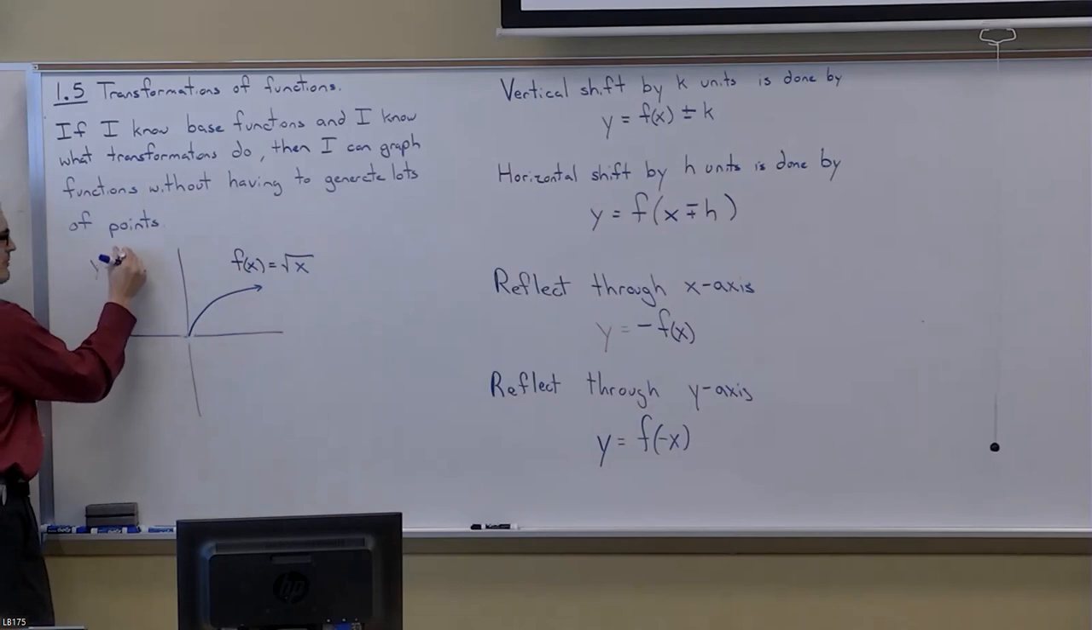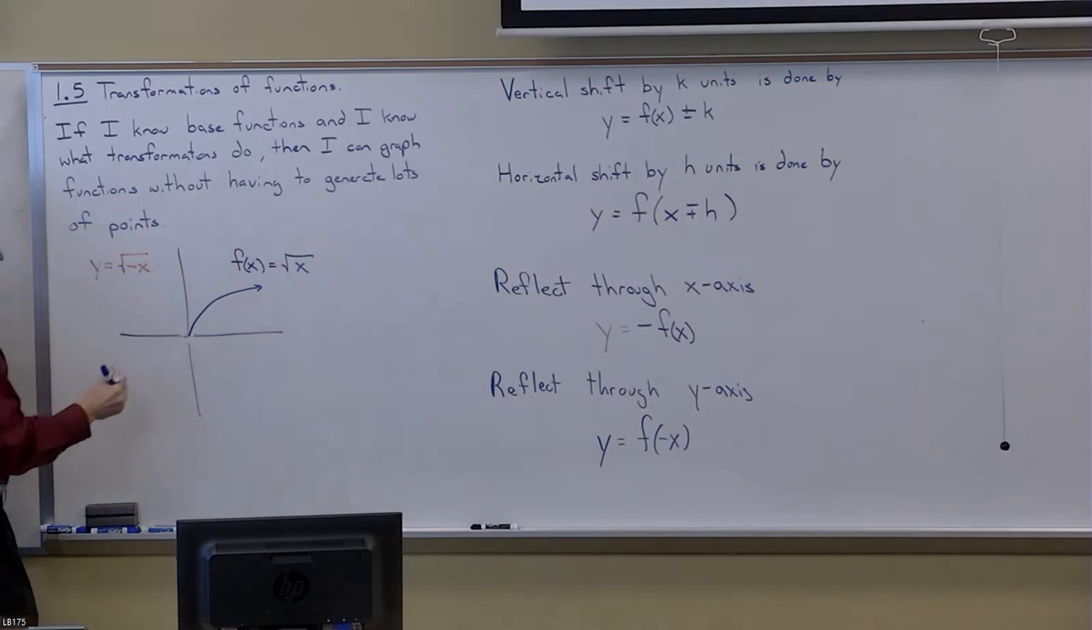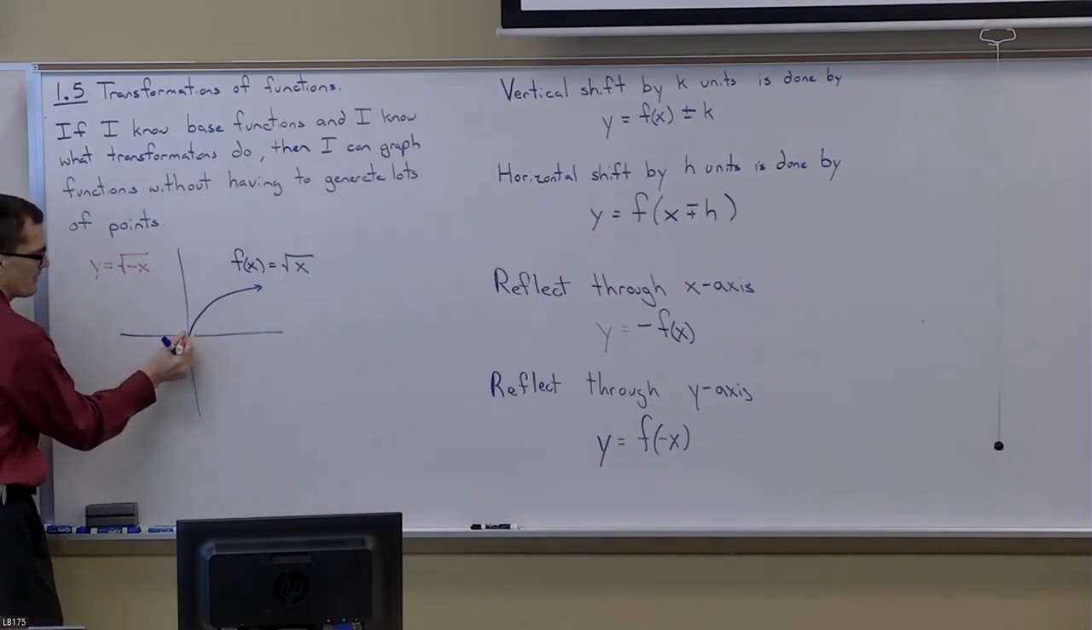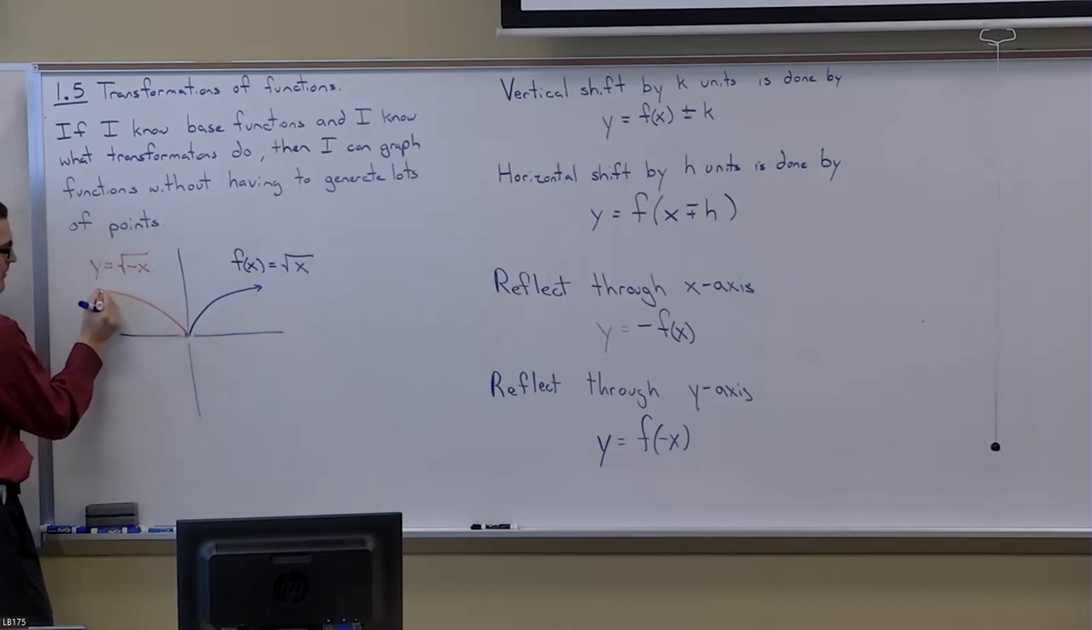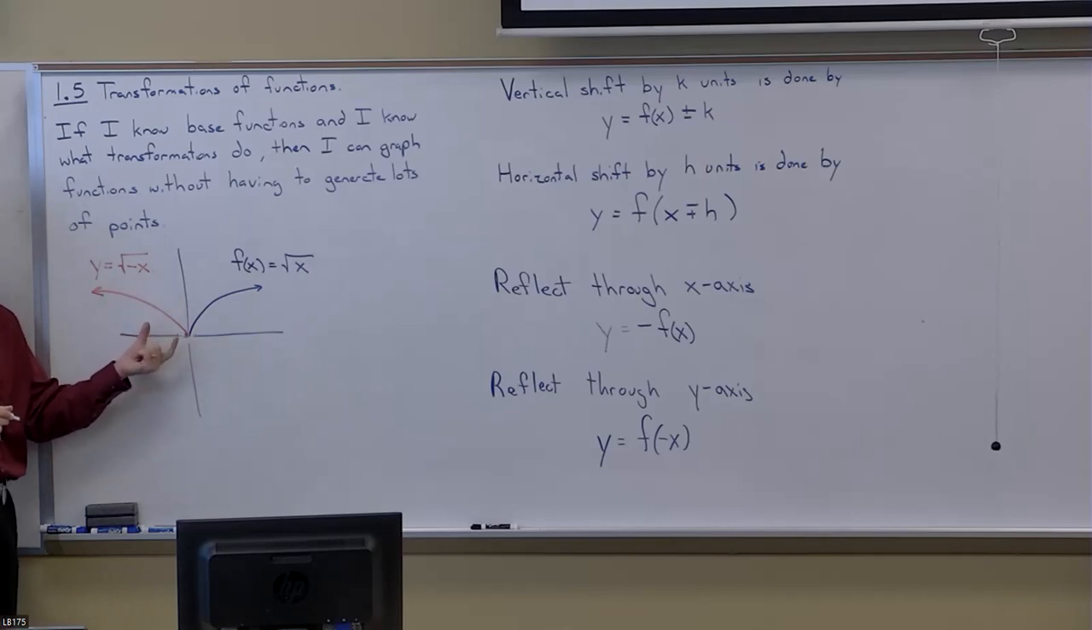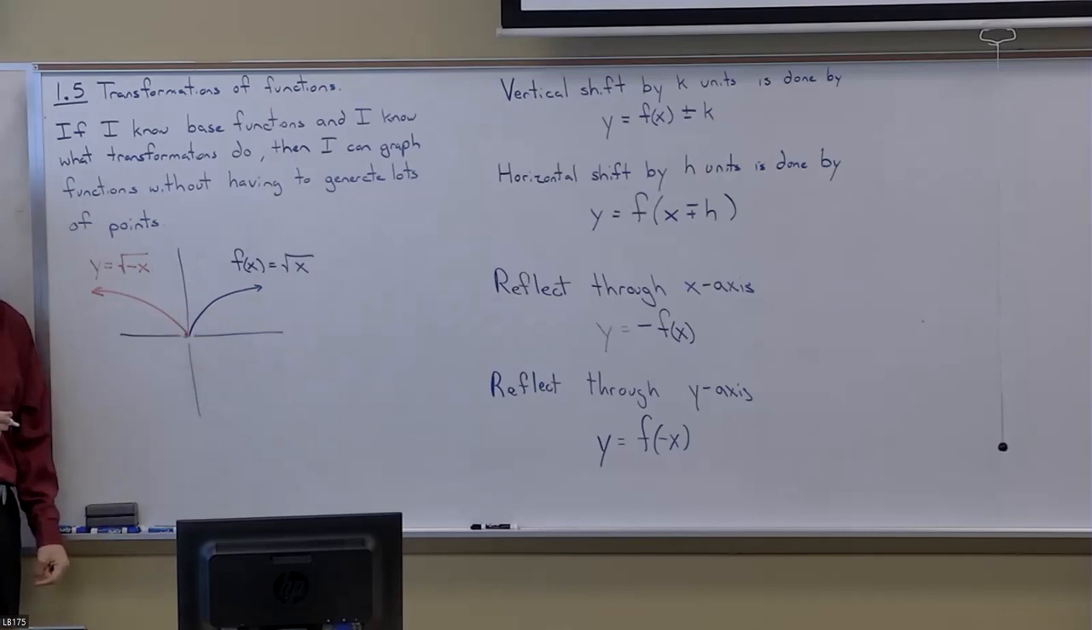If I take y equals the square root of negative x, now every time I put in a negative number, the negative of the negative will be a positive, so I can take the square root of it. And so we flip over the y-axis. That makes sense. Flip over the y-axis. So that's reflecting through the y-axis.